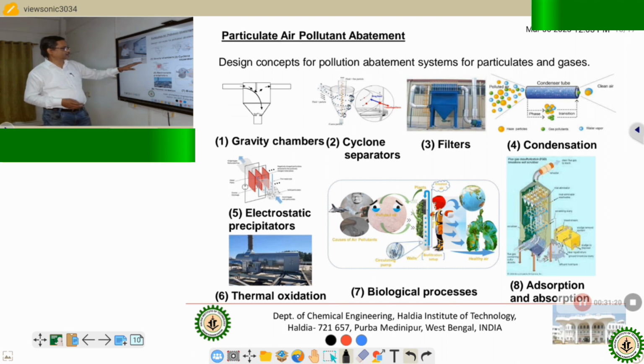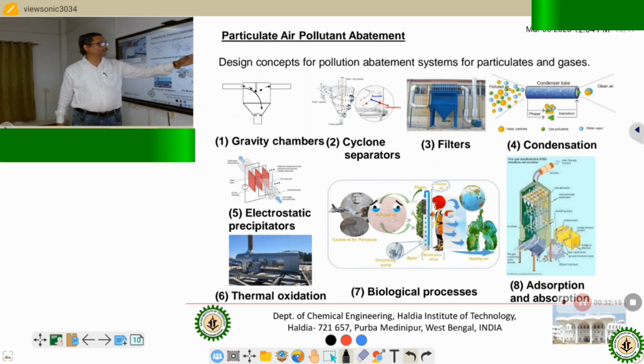Here the first is called the gravity chamber. Air with particulate matter will flow through the gravity chamber, and there we have a settling effect, so that due to gravity, particulate matter having higher density will be deposited at the bottom of the chamber, and the air with less or very fine particles may come out. So this is the gravity chamber, the first one. Then the next one is the cyclone separator. By cyclone action, the heavier particles will be separated at the circumference and deposited at the bottom, and the lighter particulate material will come out from the top. So by cyclone action, we can separate the particulate matter.